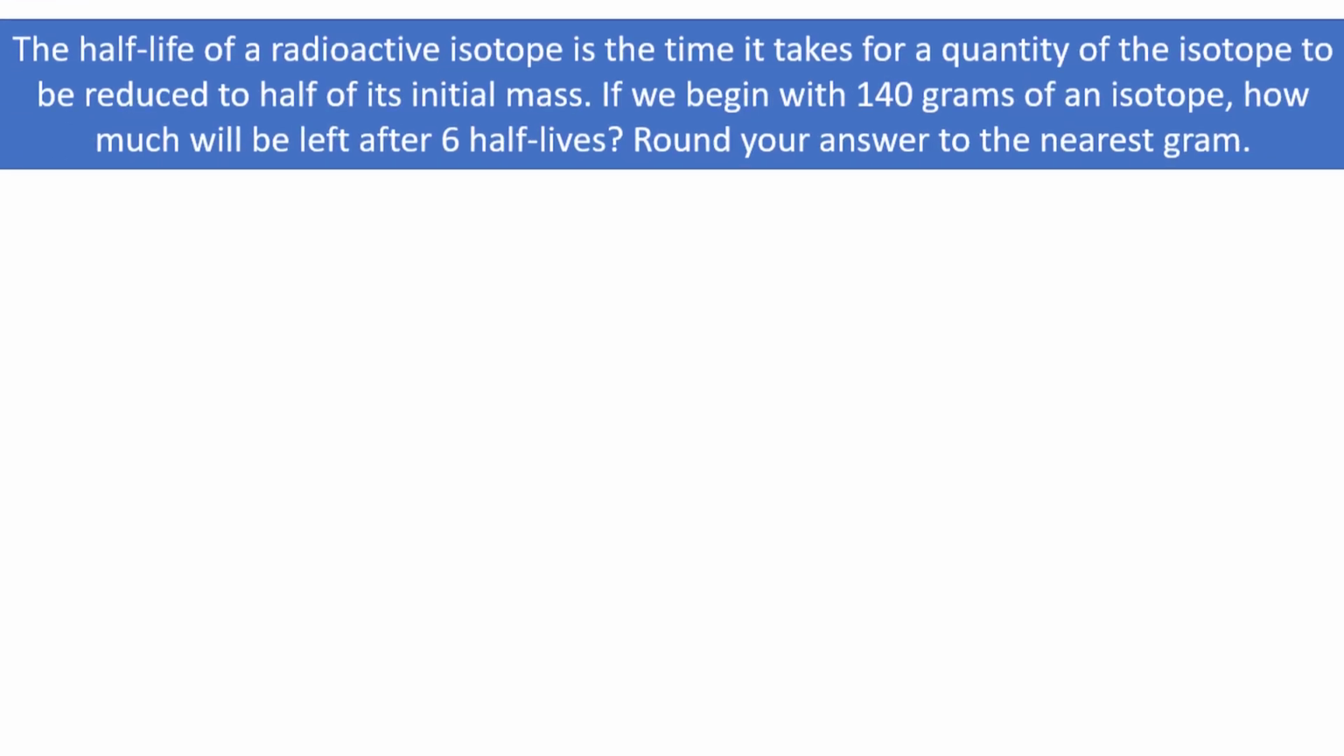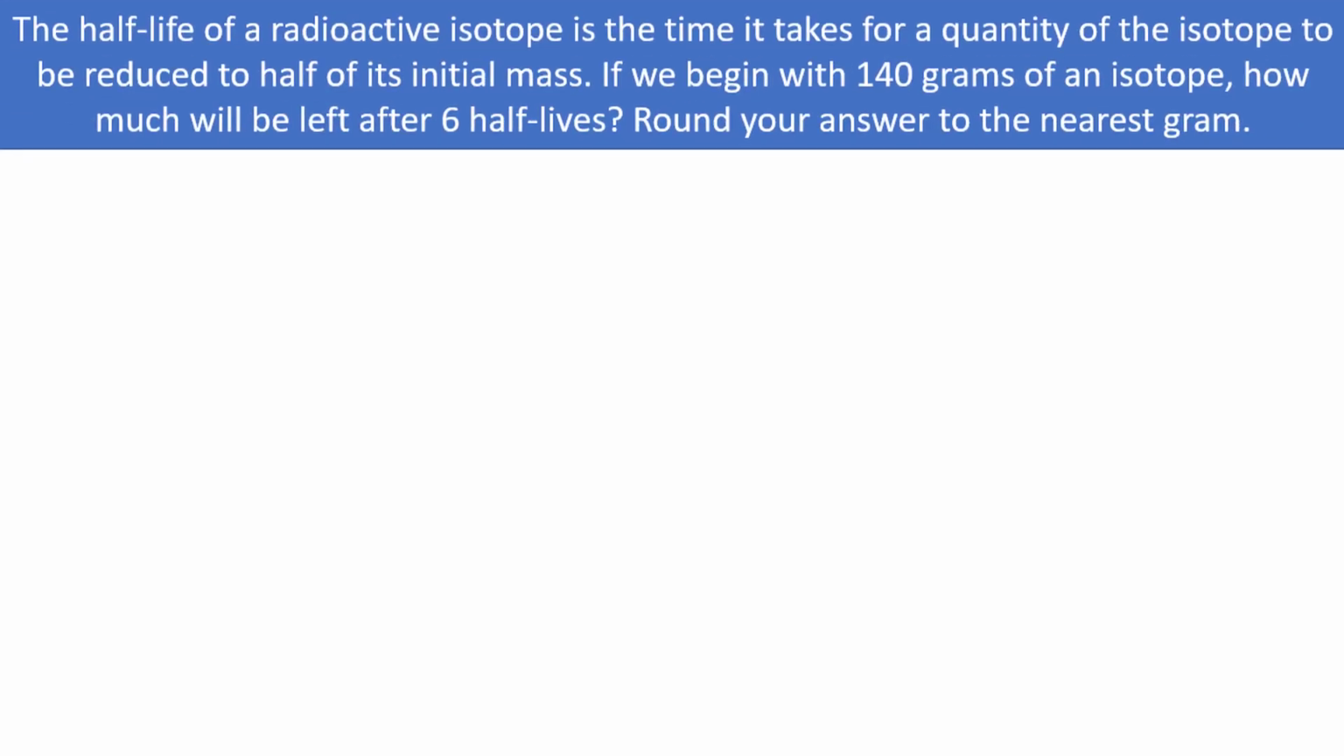Let's try a few more where you need to build the equation. The half-life of a radioactive isotope is the time it takes for a quantity of the isotope to be reduced to half of its initial mass. If we begin with 140 grams of an isotope, how much will be left after 6 half-lives? Round your answer to the nearest gram.